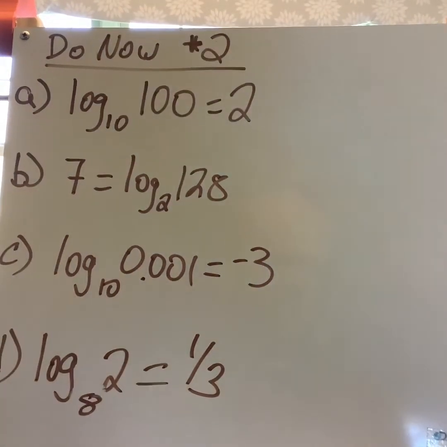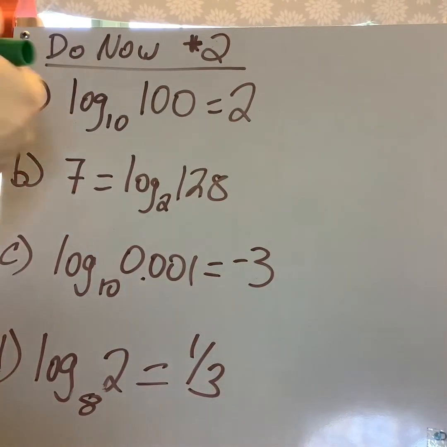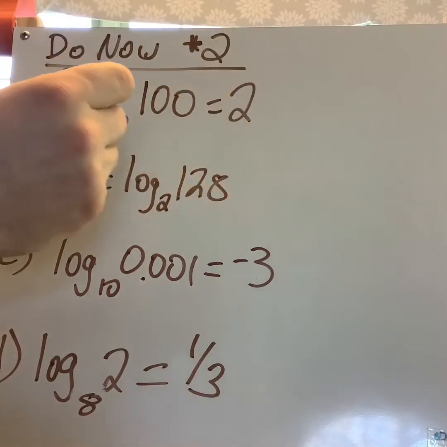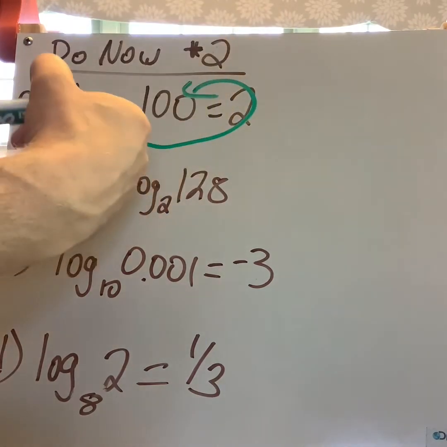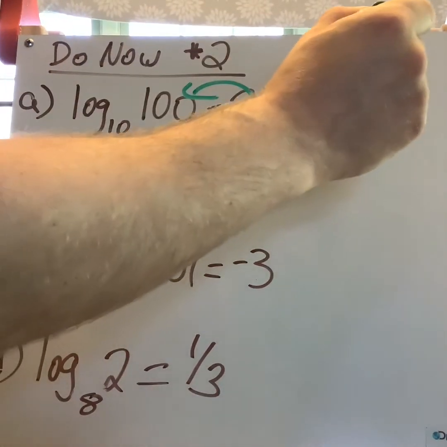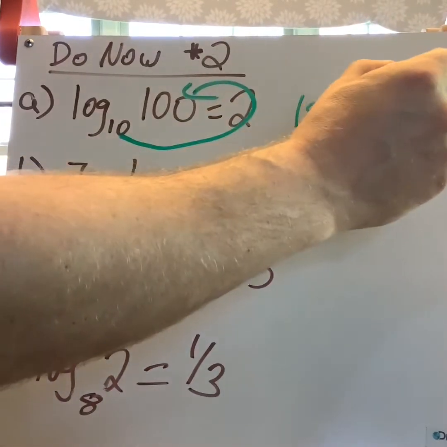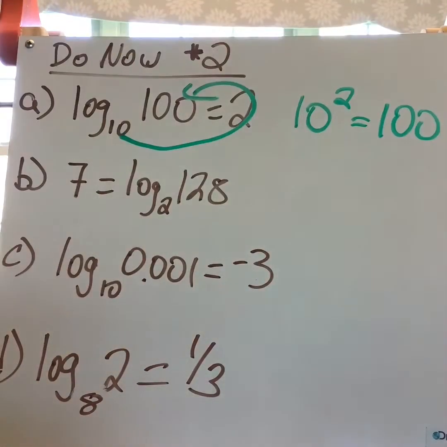All right, for the second do now question, we have to convert from log form to exponential form. So again, we just do the lasso. So for A, since the log expression is on the left-hand side of the equation, we start at the 10 and we loop all the way around, and it just becomes 10 squared, 10 to the second power is equal to 100.